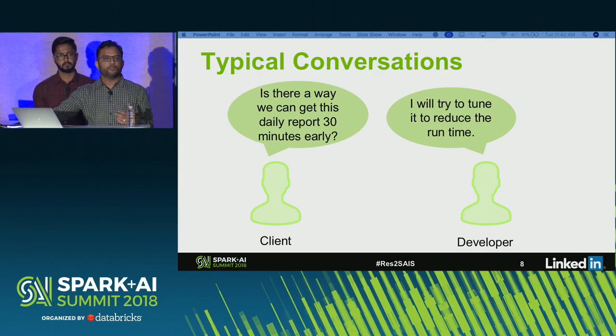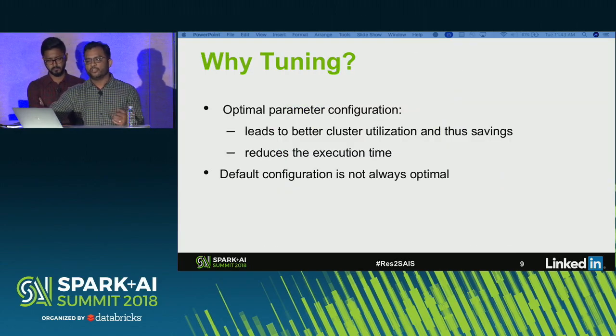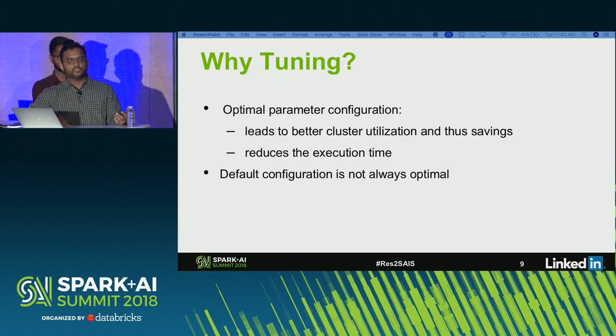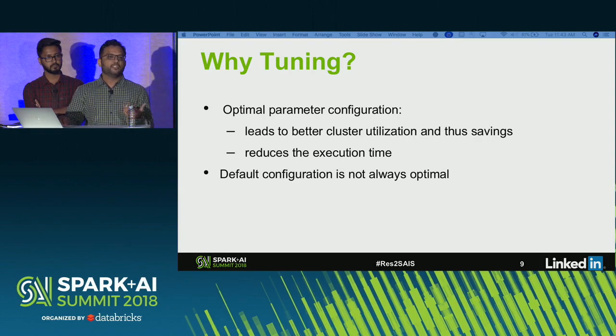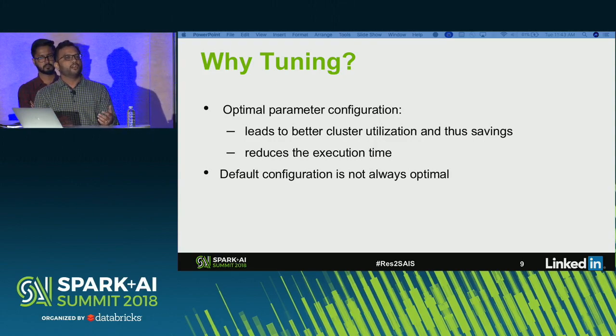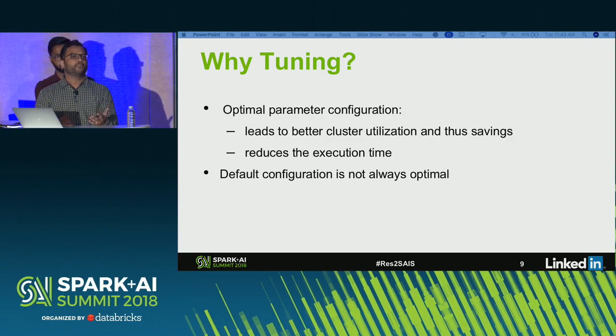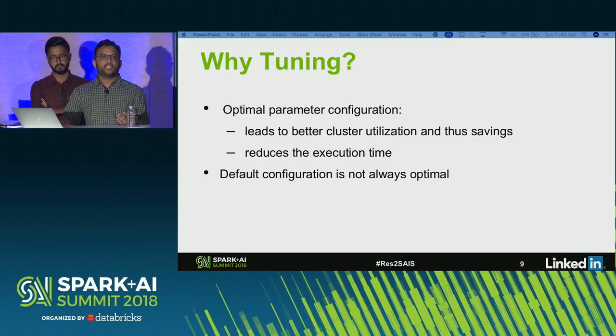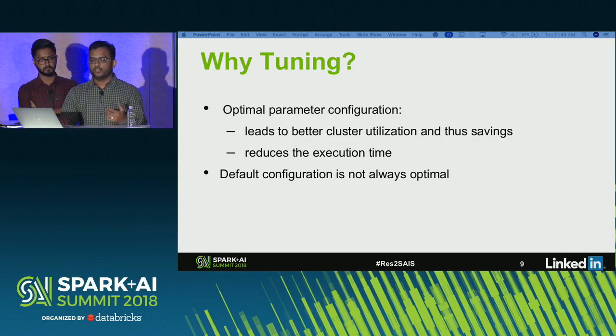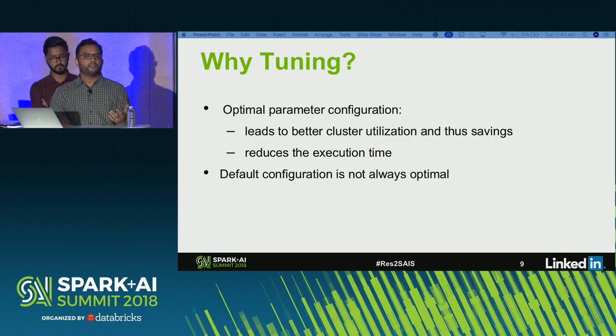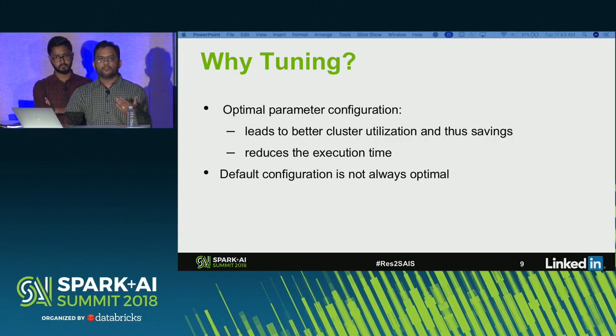We do require to tune the jobs because we know that default cluster configurations are not always optimal. All jobs are different. Some Spark jobs might have high memory requirements, some might have low memory requirements, or some MapReduce jobs produce high map output records, but others might produce fewer map output records. All jobs are different and require a different configuration to run in a better way and utilize the cluster better. Optimal parameter configuration always leads to better cluster utilization, as well as reducing the execution time of the job.